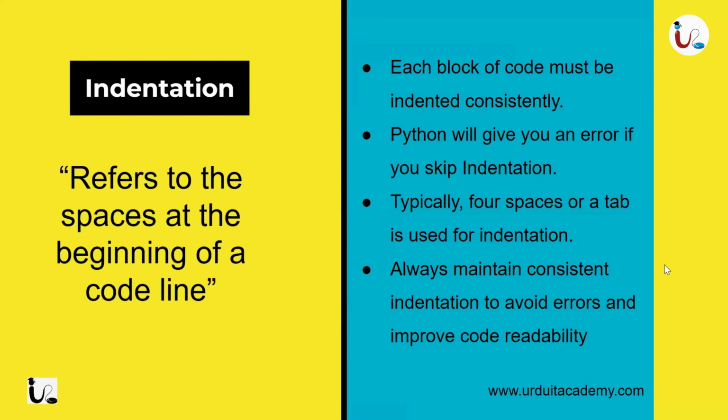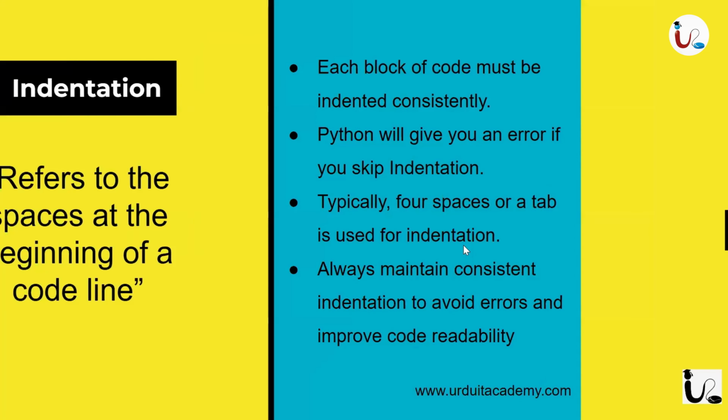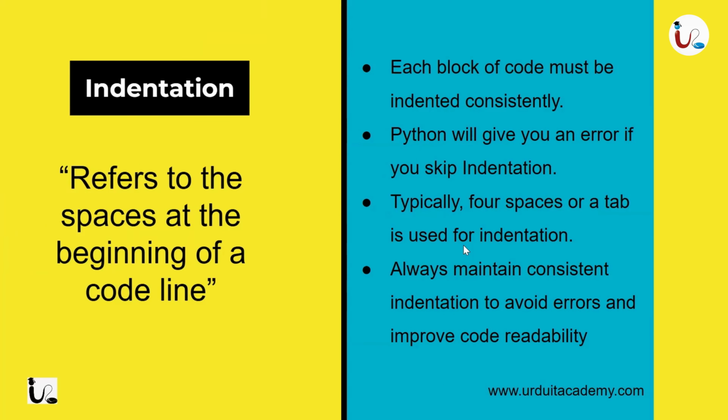Now let's quickly learn what indentation is. Indentation refers to the spaces at the beginning of a code line. For example, here in this code, before the statements, you have some space. We call this space indentation. Each block of code must be indented consistently. Python uses indentation to indicate a block of code. Python will give you an error if you skip the indentation.